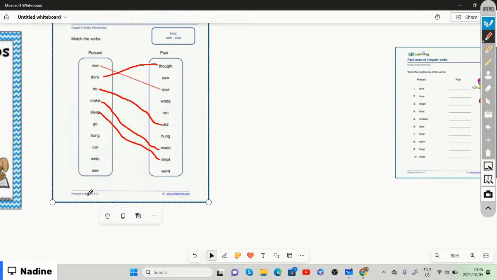And then we have go. I go to the park. But in the past, I went to the park. Hang. Mom asked me to hang the laundry. But in the past, I hung the laundry. Hung. So the spelling changes. Hang, hung.